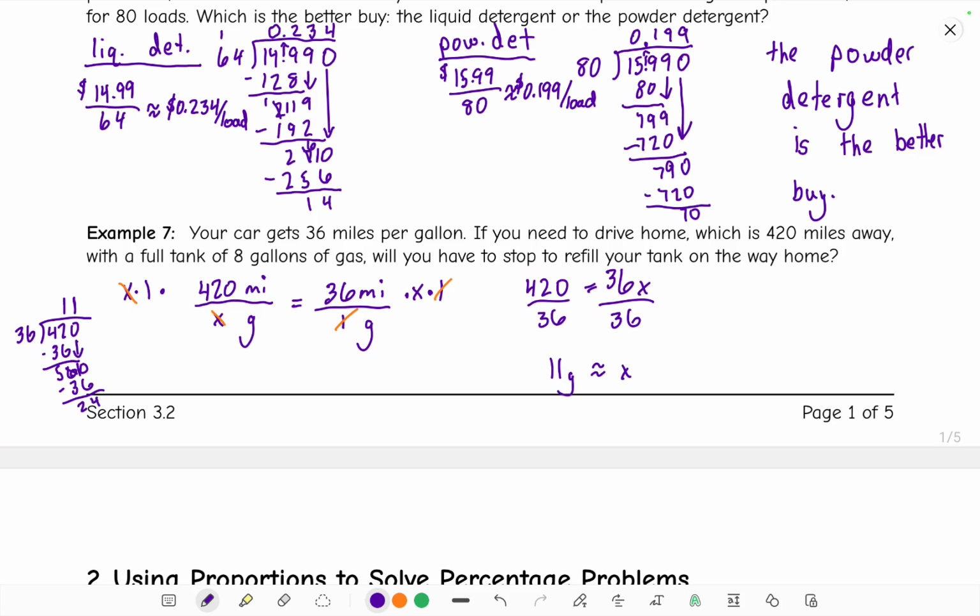Well, because I stopped at 11 instead of figuring out what the decimal was, we actually need more than 11 gallons. But the reason why I stopped is because we were just asked, do we need to fill up? Well, our tank only has 8 gallons, so it can't get to the 11 gallons. So we need to stop for gas one time. And that's it for part 1 of section 3.2.